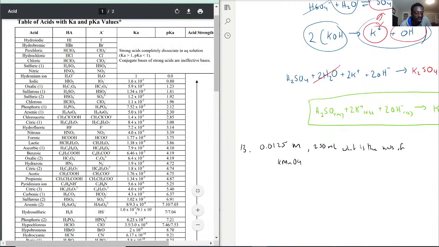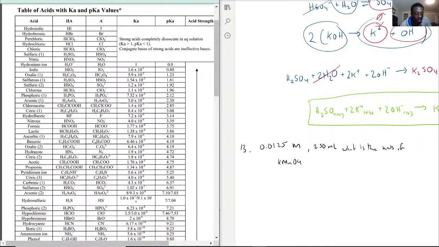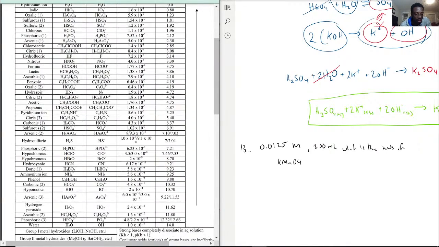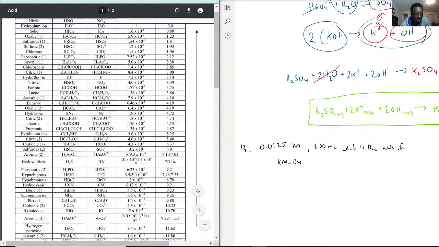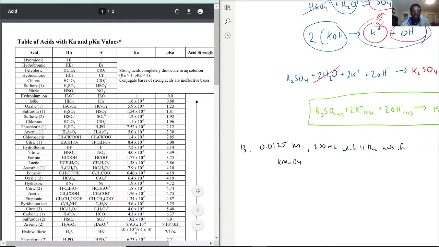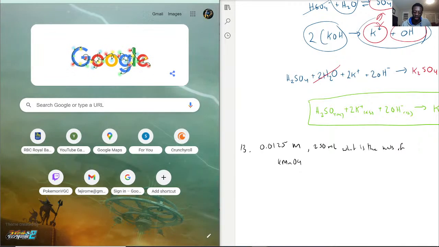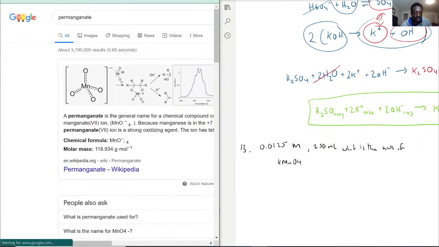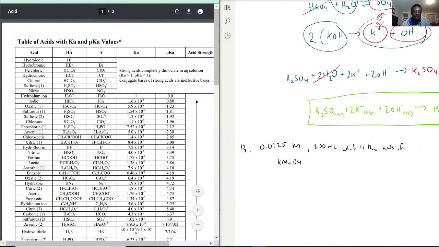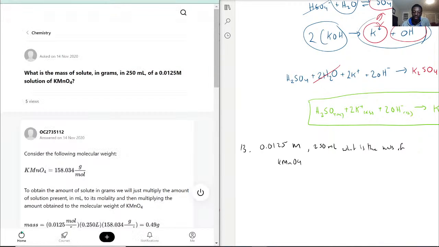Let's see the acids. MnO4, no, that wouldn't be an acid, or maybe it would. Let's see, H, or would it be MnO4? I'm pretty sure that would be permanganate. MnO4, perfect. So that is potassium permanganate. So back to the question.